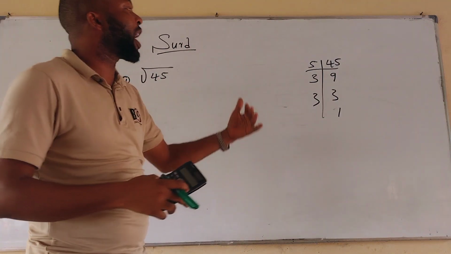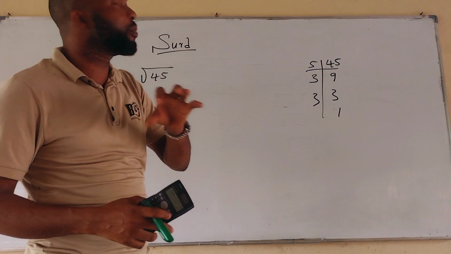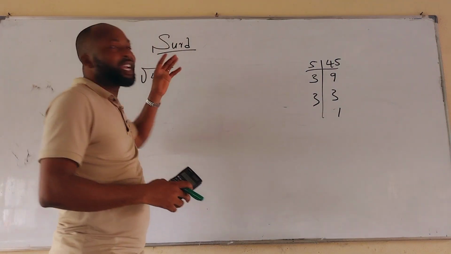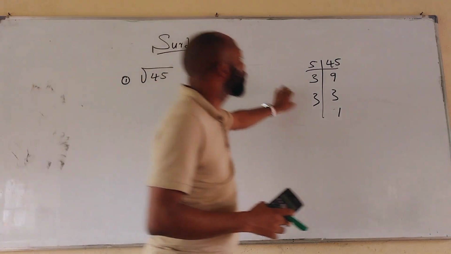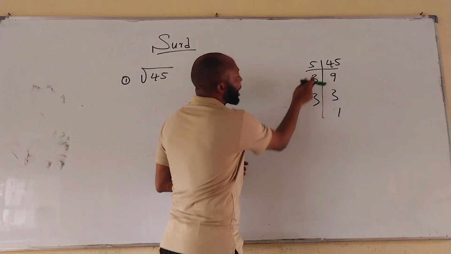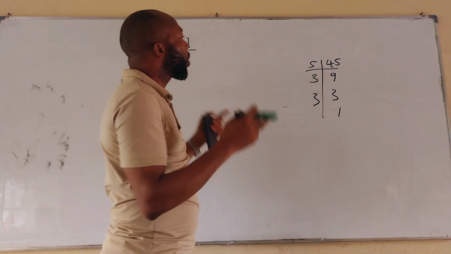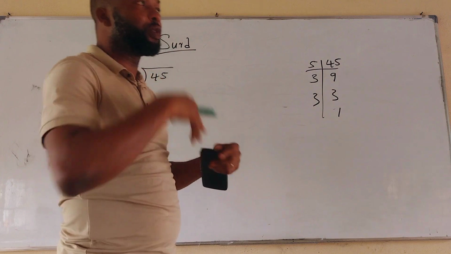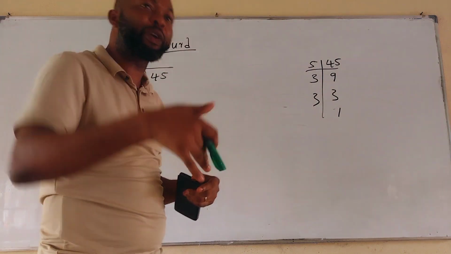So, I simplify it by creating a factor inside this 45 that is a perfect square. By doing this, I know that 3 times 3 is 9. And when a number multiplies itself to give you a product, that product is a perfect square.